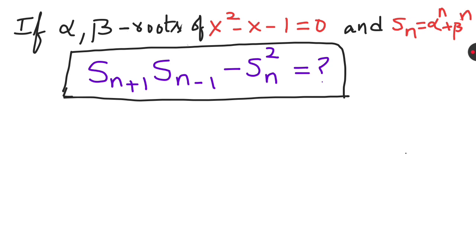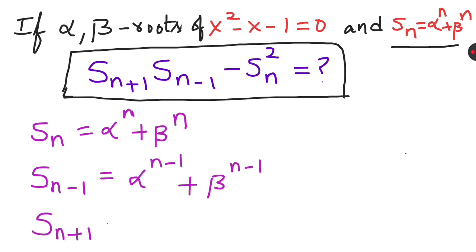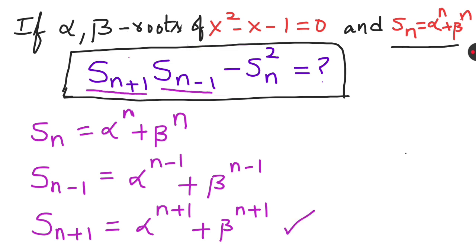First we will take the given classic identity, which is Sn = alpha^n + beta^n. They defined this recurring relation Sn = alpha^n + beta^n. If Sn is alpha^n + beta^n, what about S(n-1)? It becomes alpha^(n-1) + beta^(n-1), isn't it? Similarly, S(n+1) becomes alpha^(n+1) + beta^(n+1). And here they are asking the value of S(n+1) S(n-1) minus Sn^2. So let's take this S(n+1) times S(n-1).